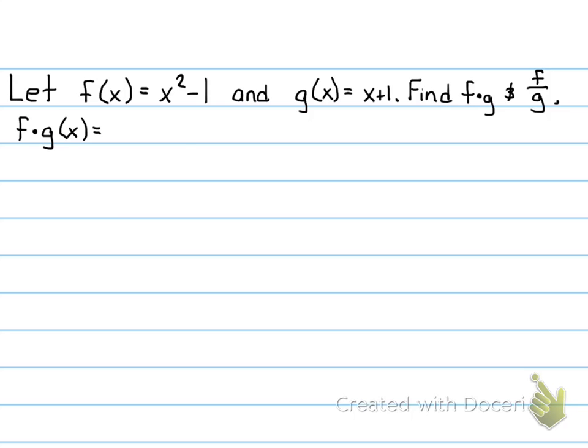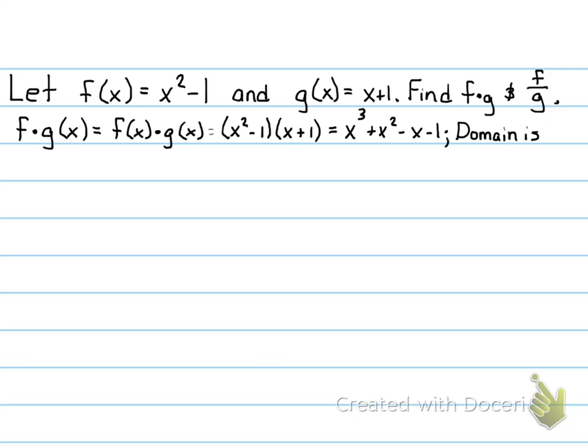So f times g of x, I'm going to rewrite it as f of x times g of x. Substitute in. That gives me my function x squared minus 1 times my function x plus 1. I will have to use the FOIL rules. So x squared times an x ends up giving you an x to the third. x squared times 1 would be plus x squared. We then have the negative 1 times the x, which is a negative x. And then a negative 1 times a 1 gives us negative 1. Our domain for this would be all real numbers.